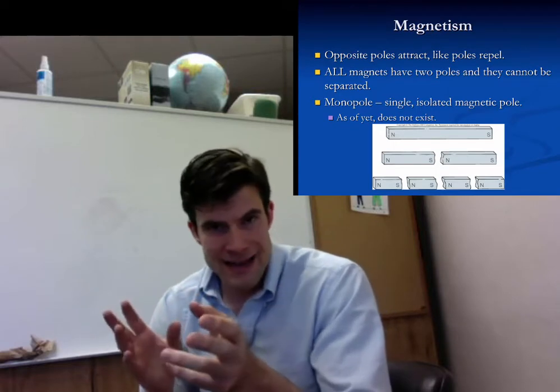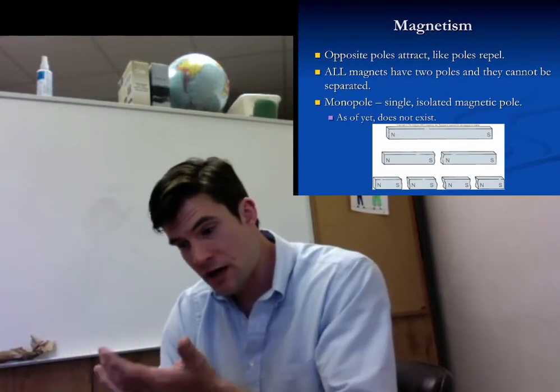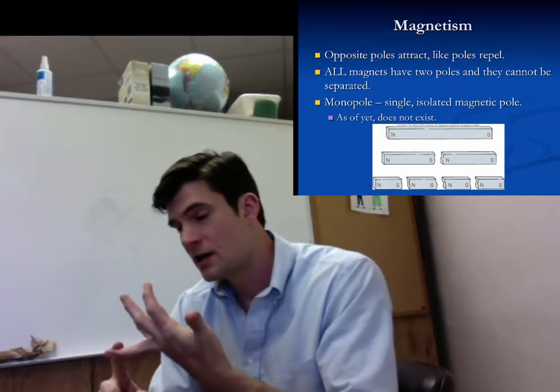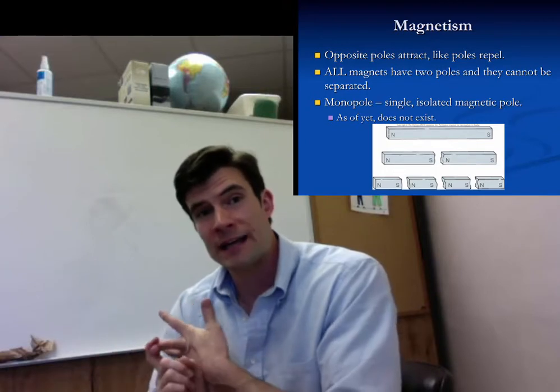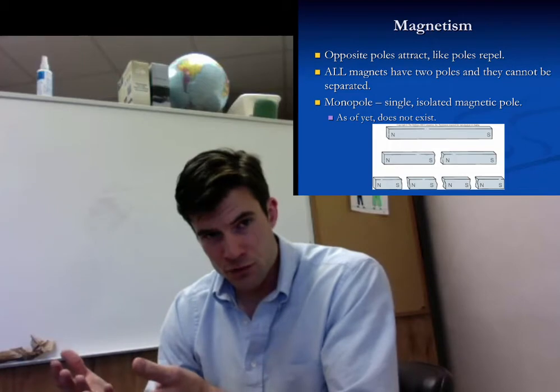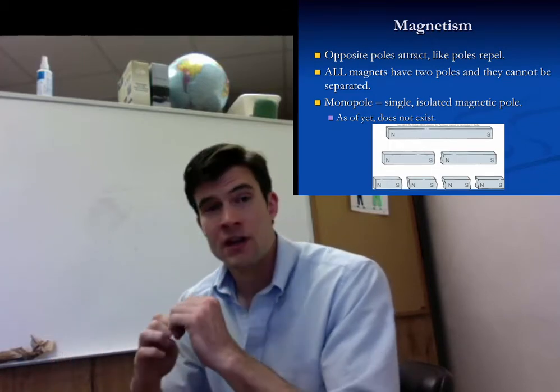So they're similar in that way with electric charges, that you have two types of charges, positives and negatives. Like charges repel, opposite charges attract. You have two types of magnetic poles, north and south. Opposites attract, like poles repel. There is one important difference though.